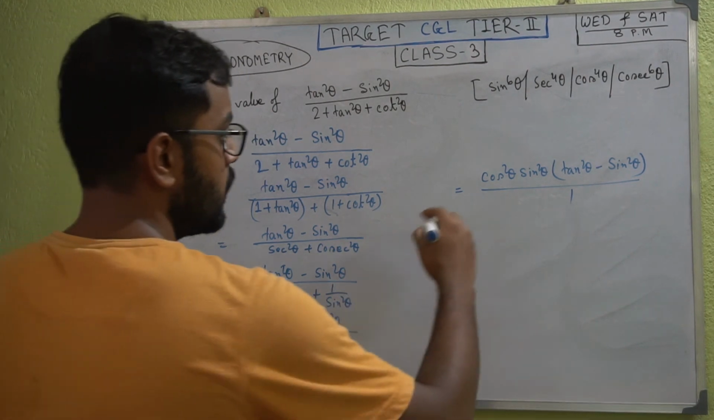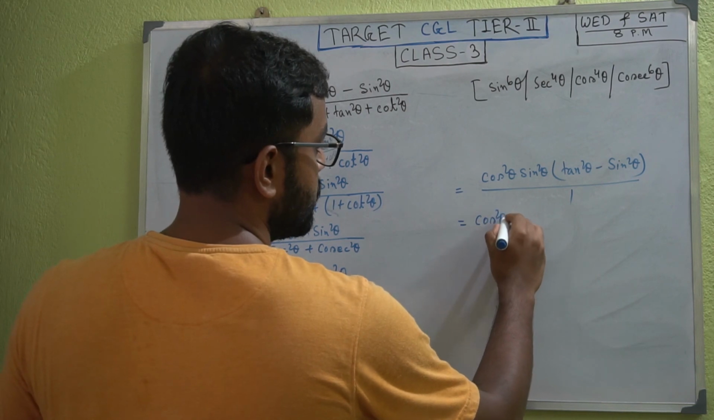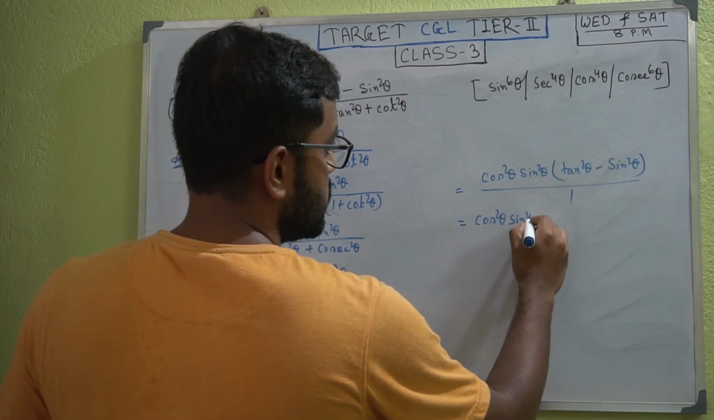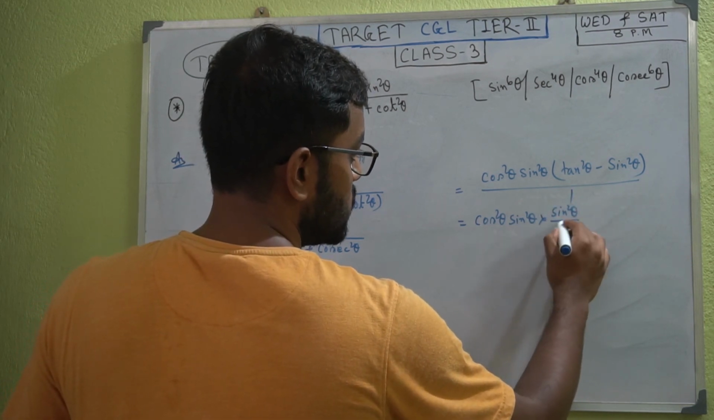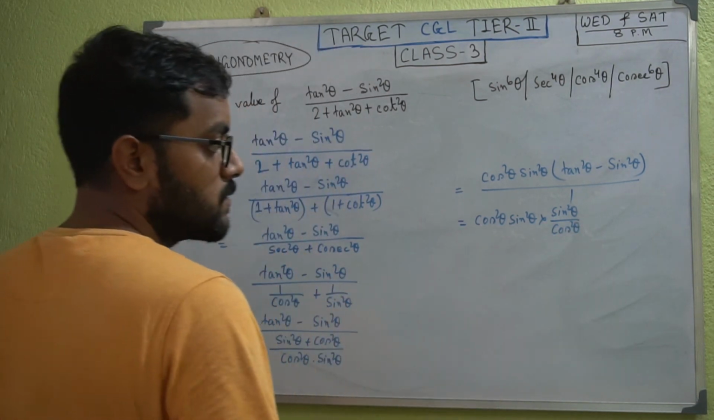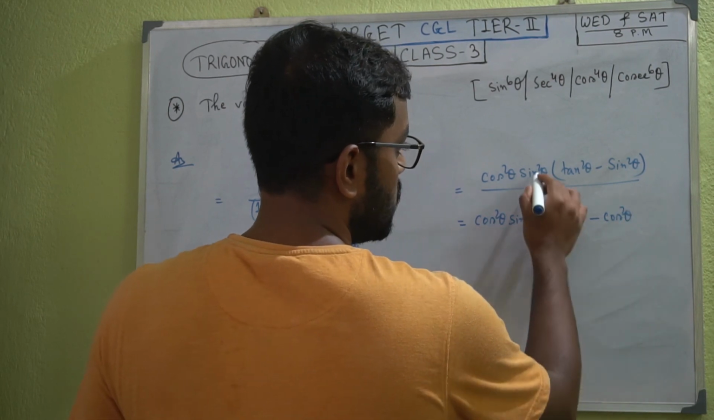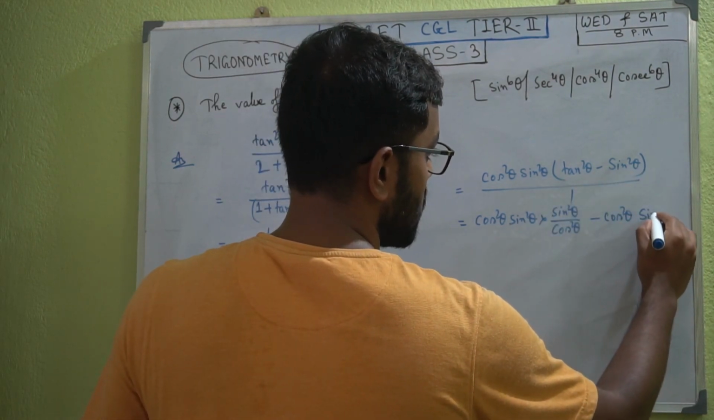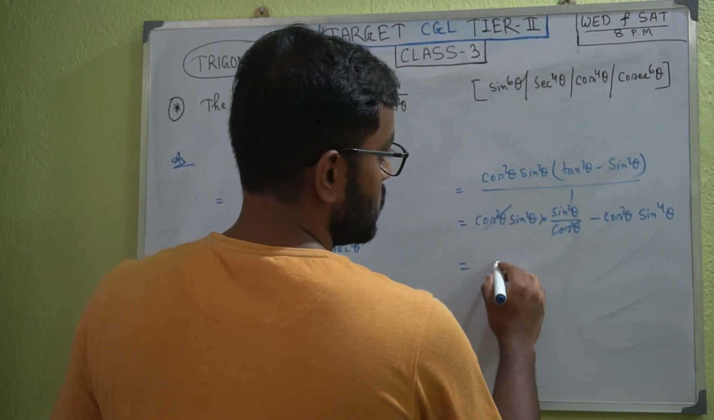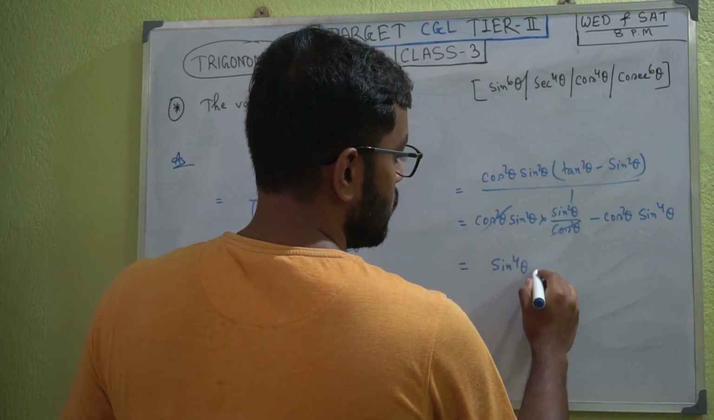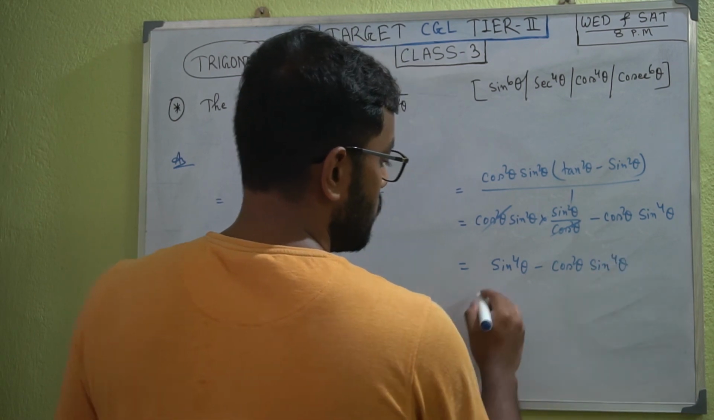Okay. Next we can say cos square theta sin square theta into tan square theta. Tan square theta means sin square theta by cos square theta. Okay. Minus cos square theta and sin square theta, that is sin to the power 4 theta, cos square theta eliminated, that is sin to the power 4 theta minus cos square theta into sin to the power 4 theta.